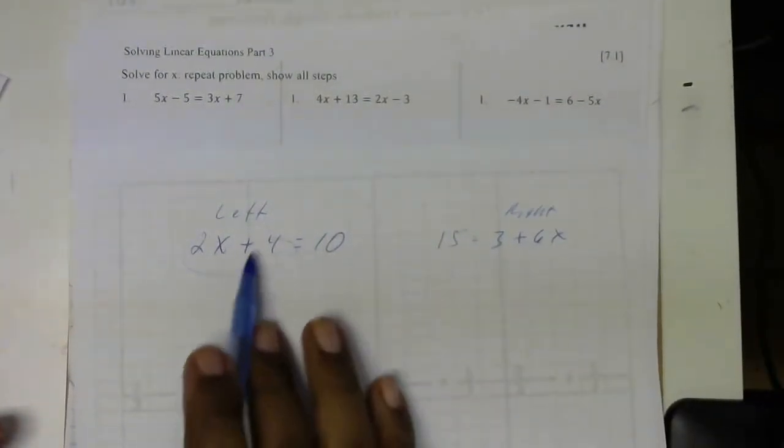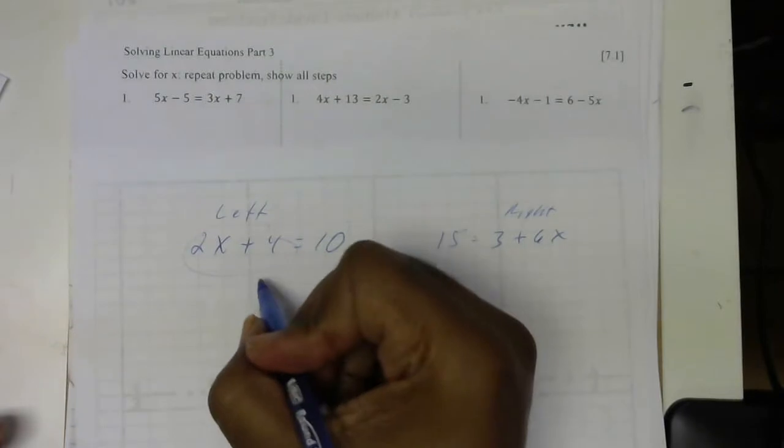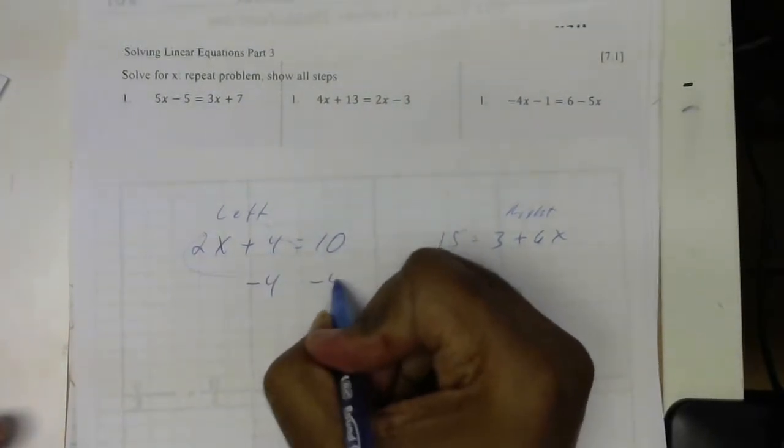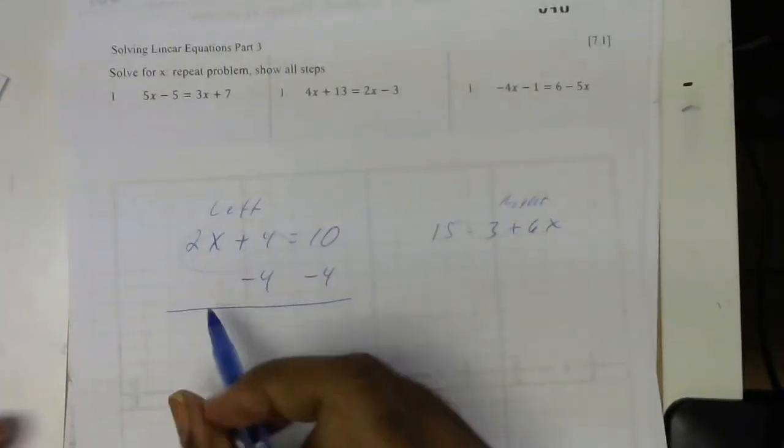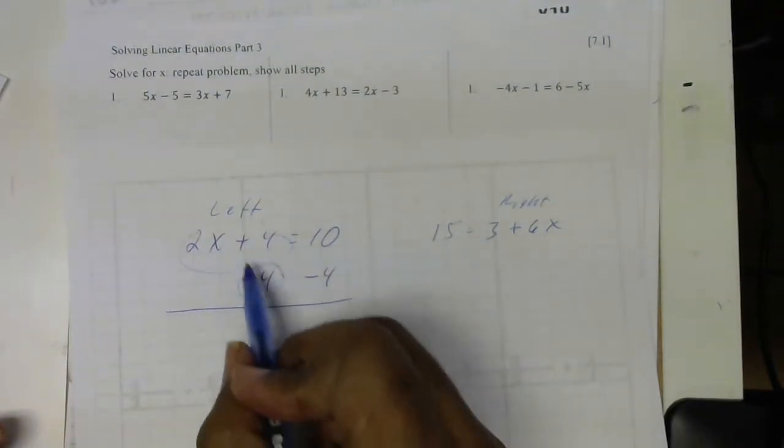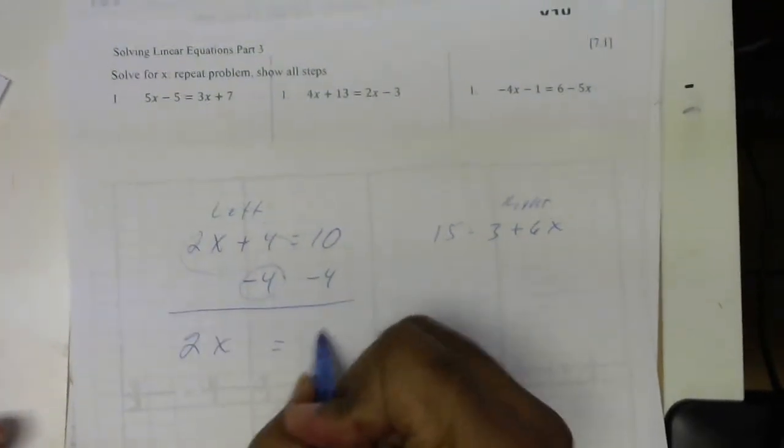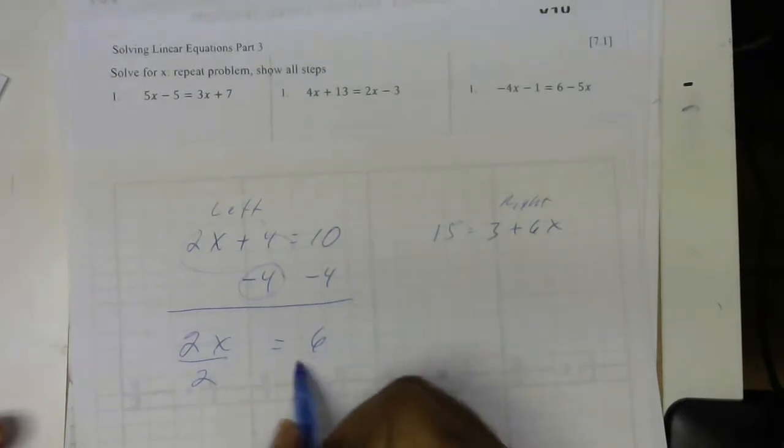Okay, so being a left side problem, we start on the left side with minus 4, and then we write minus 4 again on the other side. But again, we start off with minus 4 on the left. We get 2x equals 6, and then we divide by 2, and we get x equals 3.